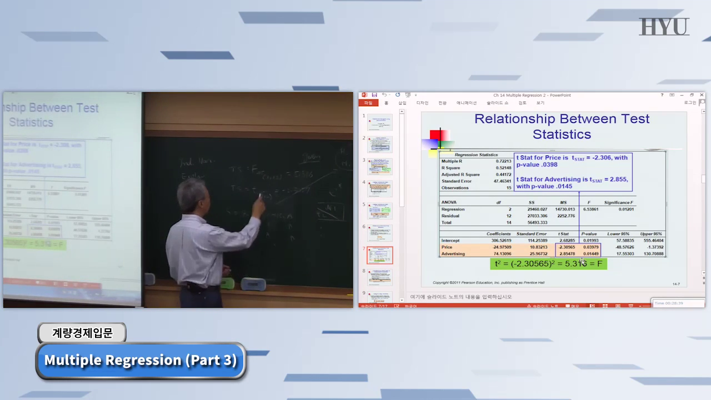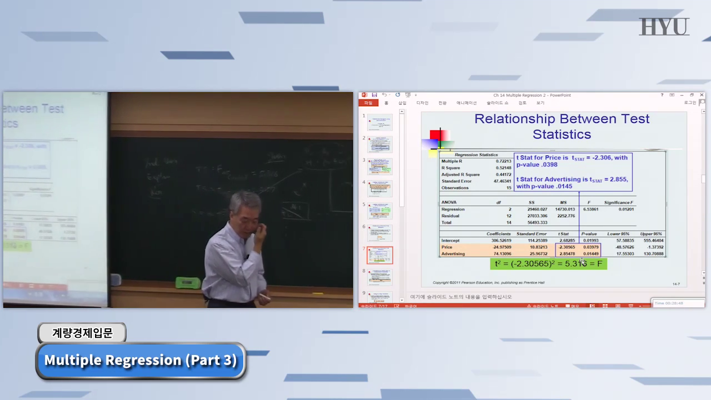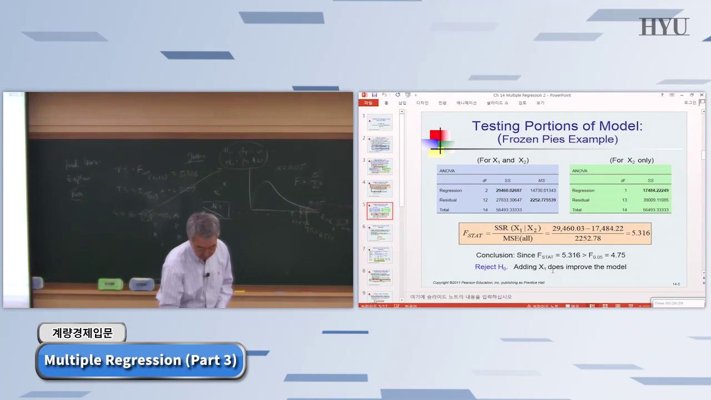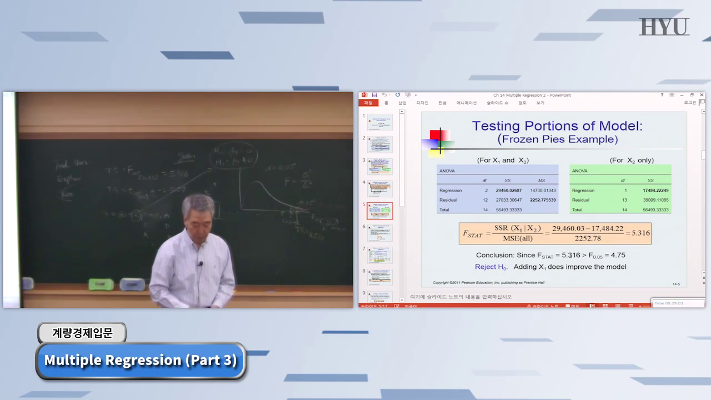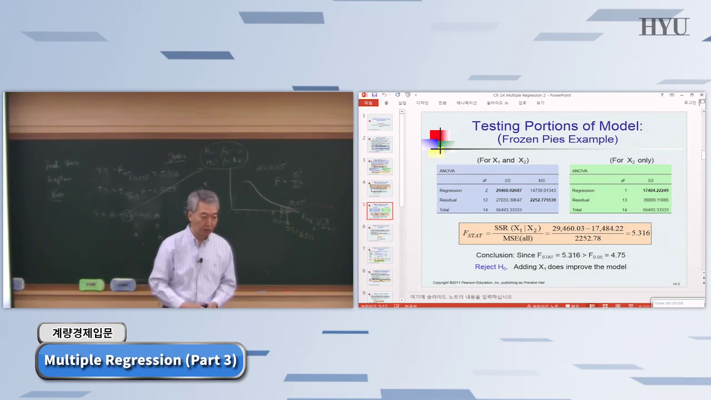Whether you run this F test or this T test, you will come to the same conclusion. Look at the p-value here, 0.03979, right? And if you find the p-value from this test, unfortunately we don't have that p-value here, but you will get the same. If you use the computer to calculate the p-value, you will get the same p-value.